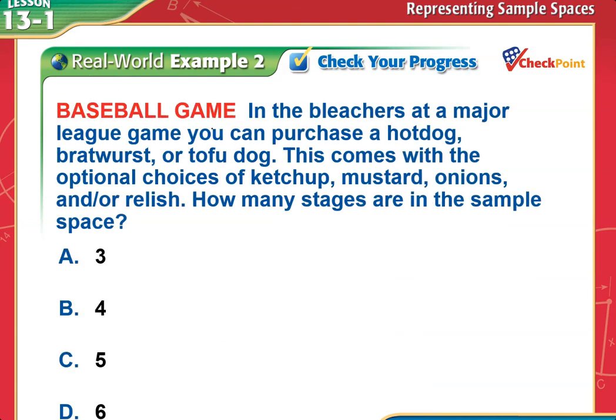Okay, check your progress. Go ahead and pause your video and answer the question. How many stages are in the sample space? There are going to be 5. Purchase a hot dog, bratwurst, or tofu dog. This comes with optional choices of ketchup, mustard, onions, or relish. So you have 5 stages.